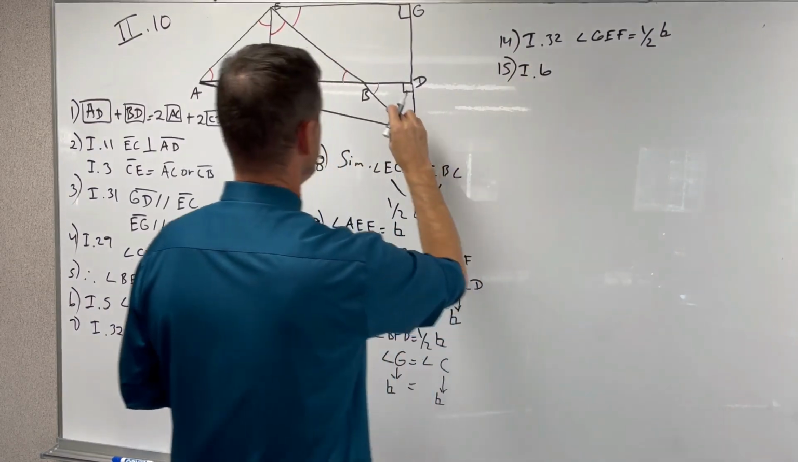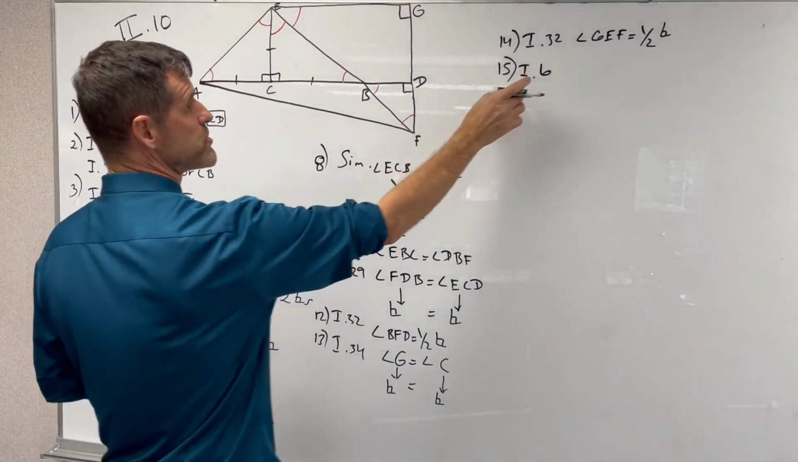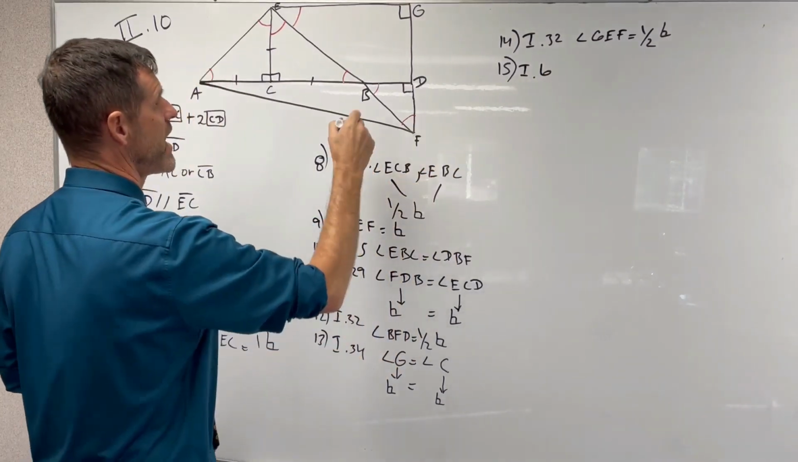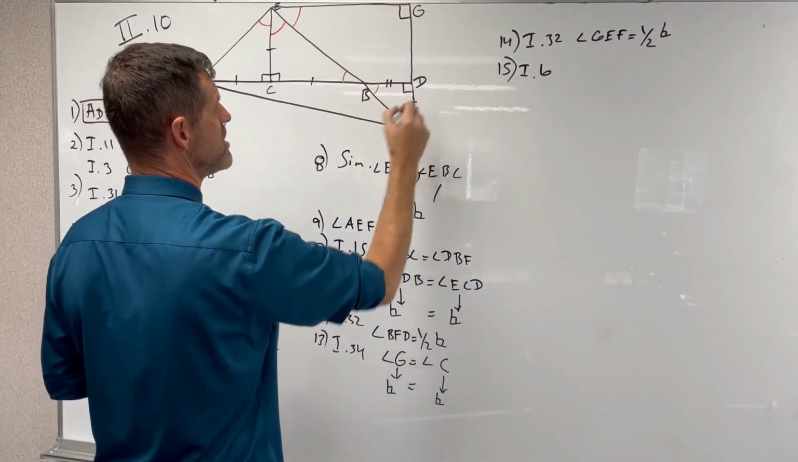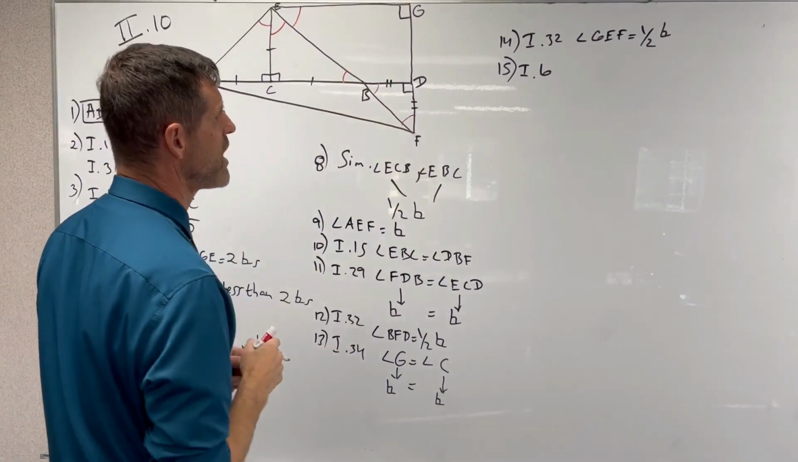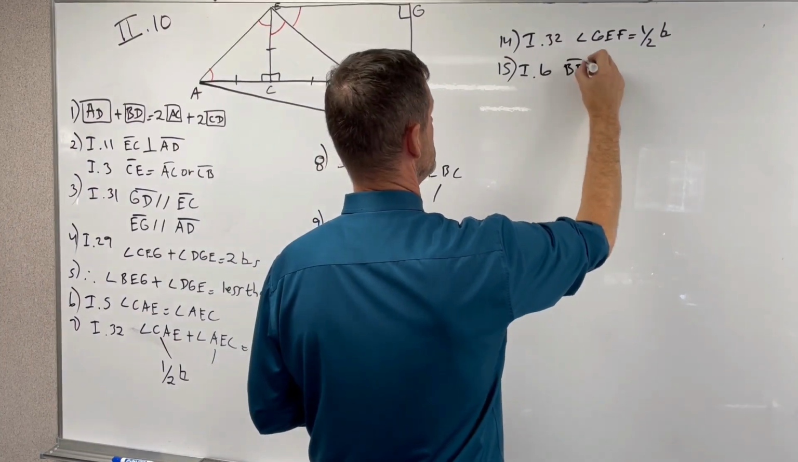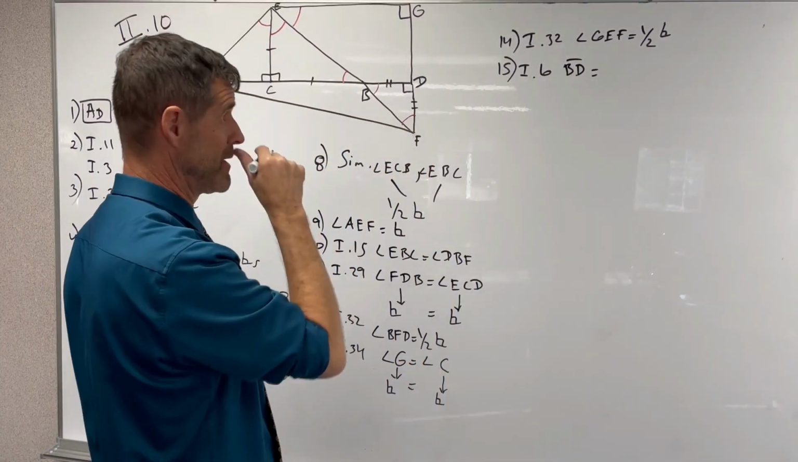Also, going back to this triangle BDF, we can show via Proposition 6 of Book 1 that the side BD will have to be equal to the side DF because they subtend the equal angles. So by that proposition, side BD is equal to the side DF.